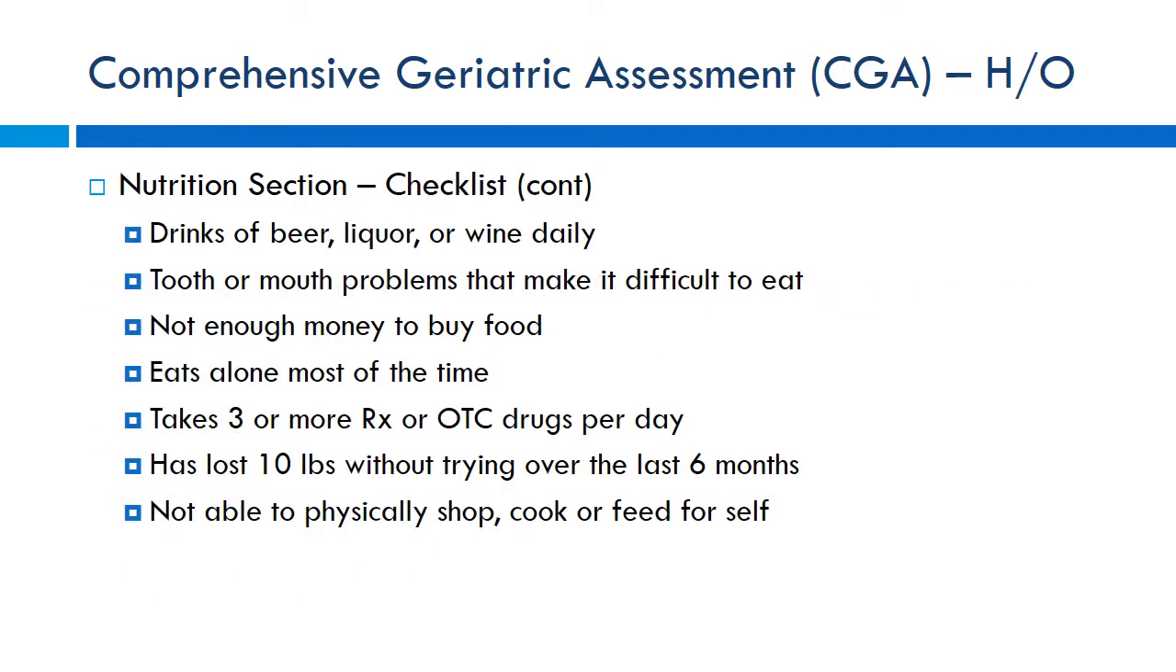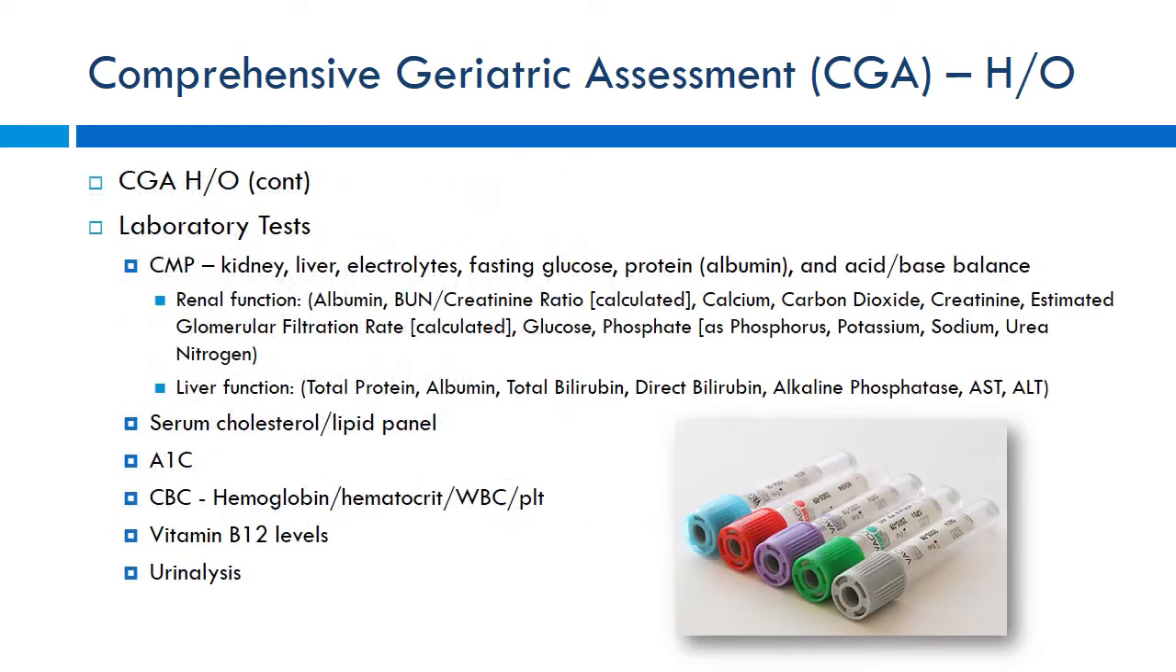So other things you can assess for would be alcohol intake, any teeth or mouth problems, financial resources to buy food, whether or not they have any kind of social support, so if they're eating alone or not. And then again, looking at trends over time, so we're going to be looking at things like, have they been losing weight over the past 6 months, or are they possibly gaining too much weight? And then looking at things like, can they physically shop, cook, and feed for themselves?